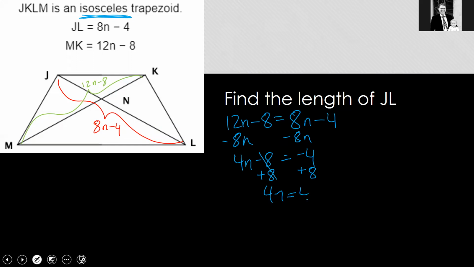4n is equal to 4. Oh, this is going to work out nice. Divide by 4 on each side, and n is equal to 1. Okay, I found n. Now I need to find the length of JL. We're already told JL is equal to 8n minus 4. So 8 times 1 minus 4 gives me 4 for the length of JL.